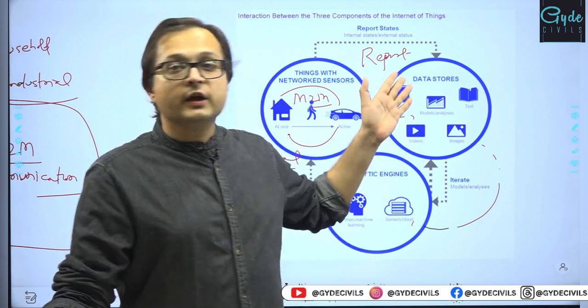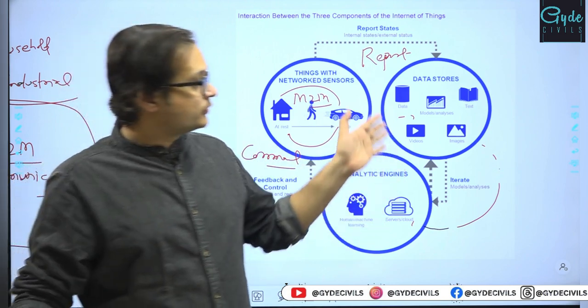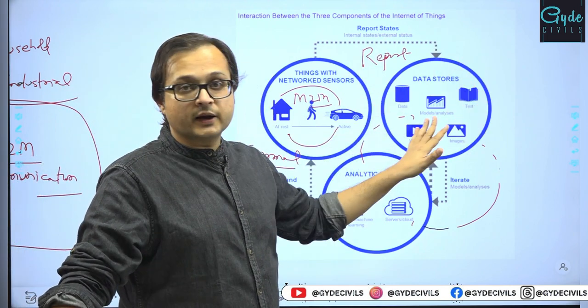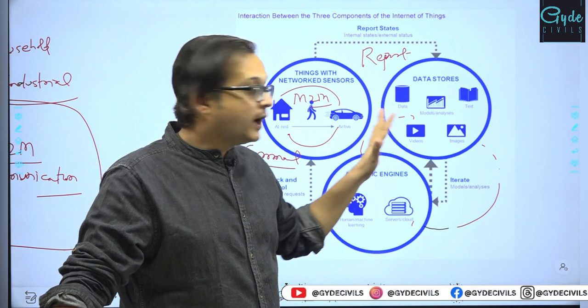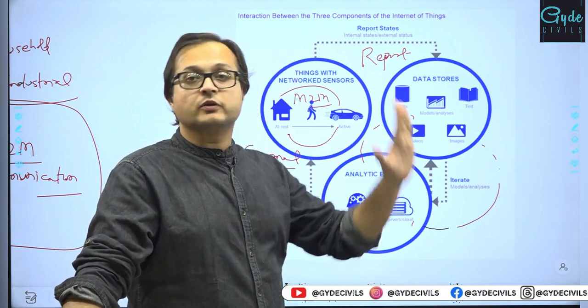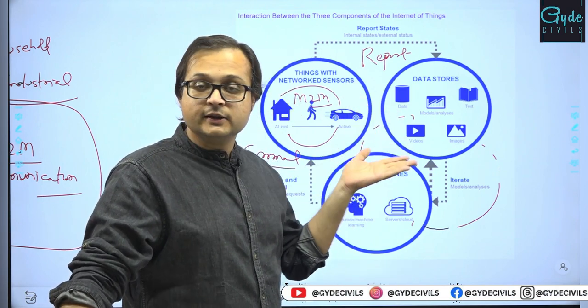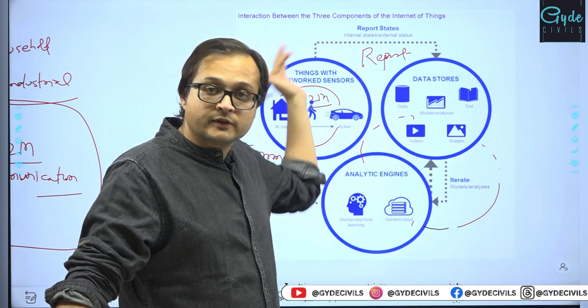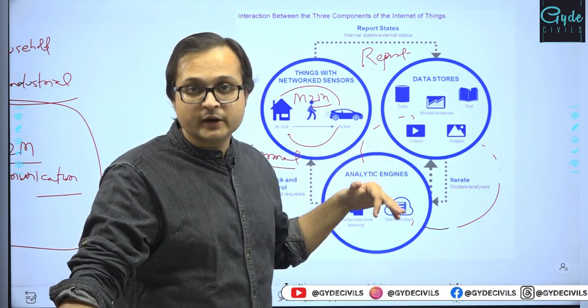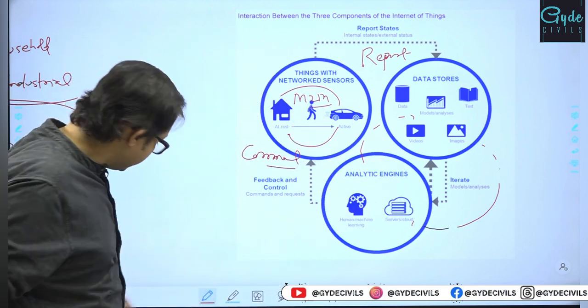So the second component of Internet of Things is your data: storage of the data, as well as the analytics of the data, so that the machines can themselves generate the command. Machines can themselves generate the command.